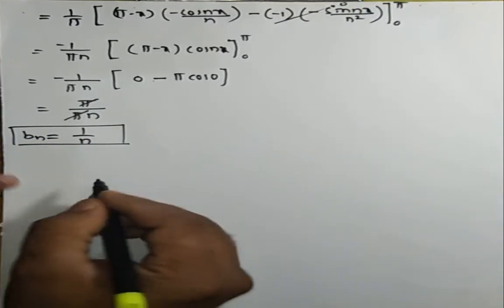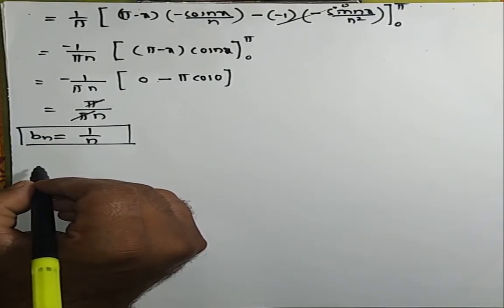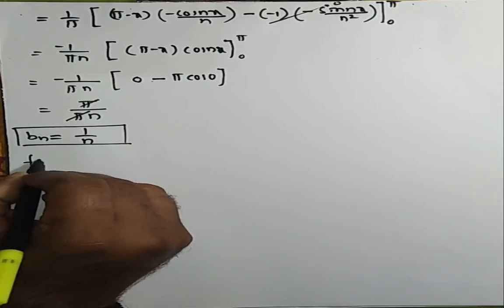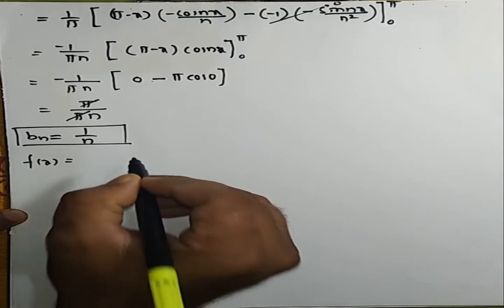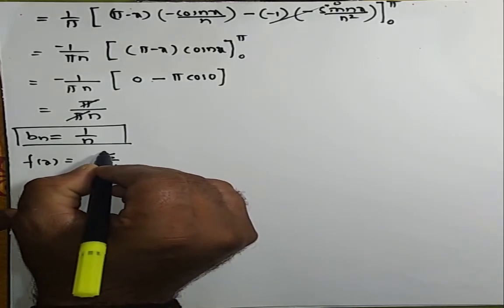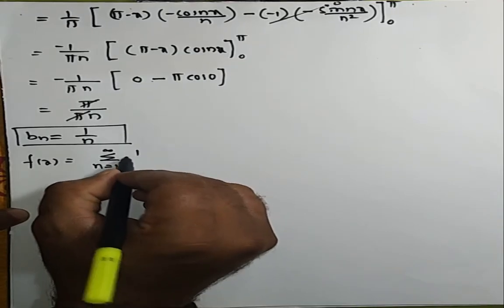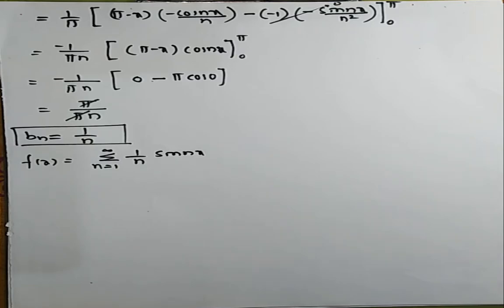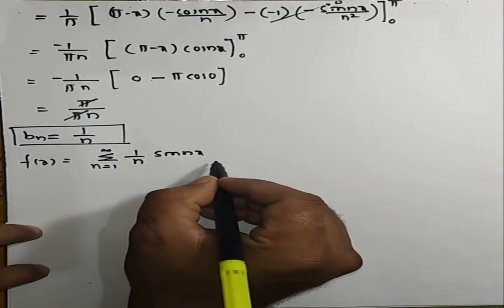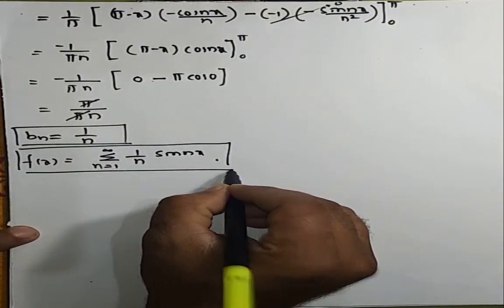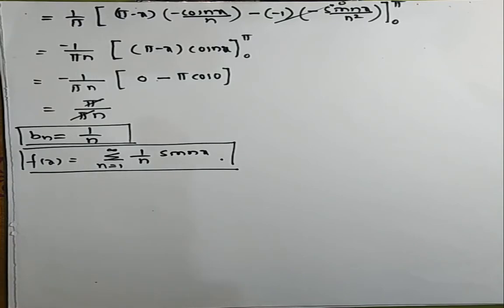After getting bn, put these values in the given equation 1. So f of x is equal to a naught is 0, an is 0. Only you need to substitute bn, summation n from 1 to infinity, bn is 1 by n, that is sine nx. So this is your required Fourier series. Okay, so this is one example I have solved here. Now let me go for some more examples.